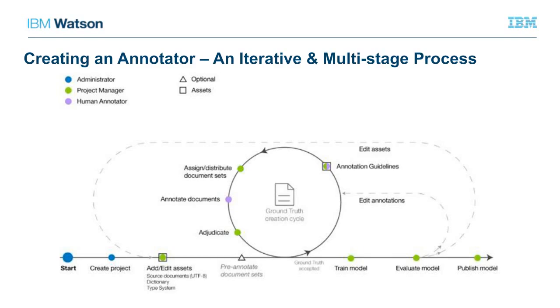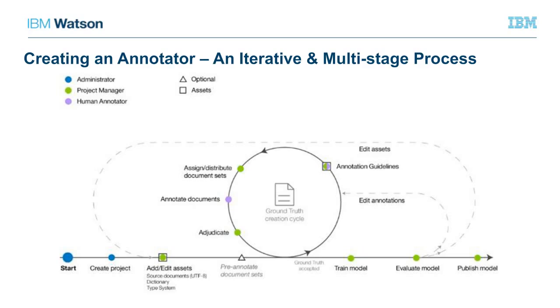Then we enter what you can see as the ground truth creation cycle. So the project manager has to provide annotation guidelines for the human annotators to follow. It's really important that each human annotator is consistent, not only with themselves, meaning that they do the first document the same that they do the last, but also with the other human annotators. Otherwise, you end up kind of mistraining the machine learning annotator.